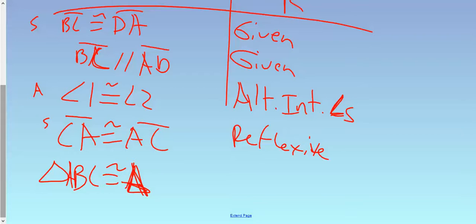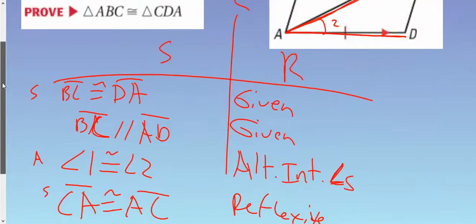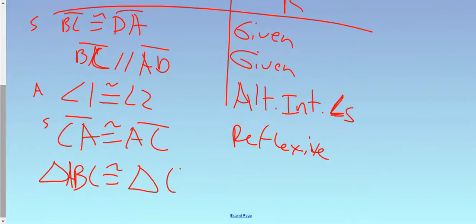Let's try that again. CDA. And there's a proof for you guys. In this proof, I used reflexive and alternate interior angles.